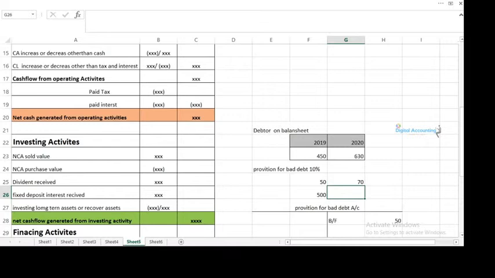Right, we need to add back 70. How much is the 700? So you can see that now the differences between 700 and 500. How much? The 200 is the difference, in the year of 2020 it increased by 200.